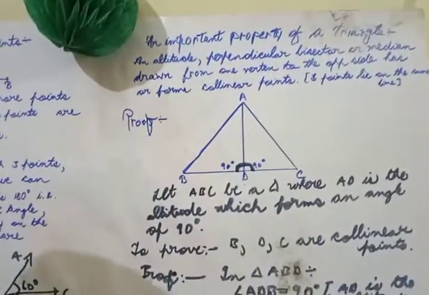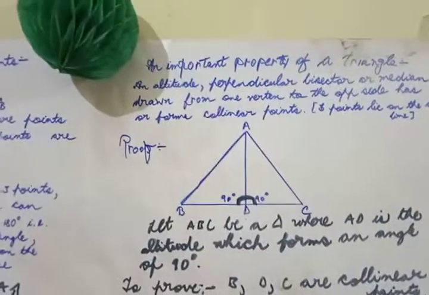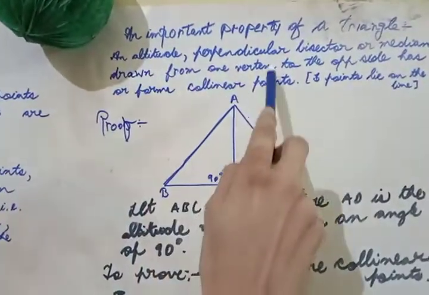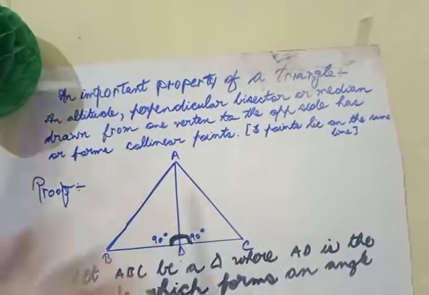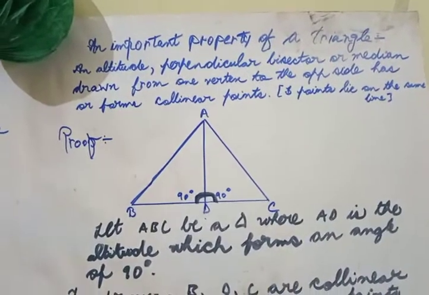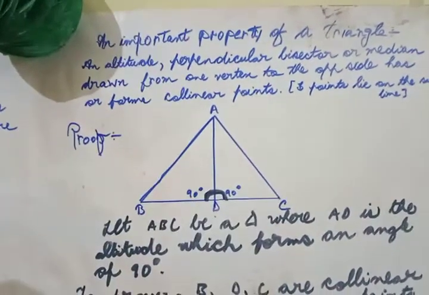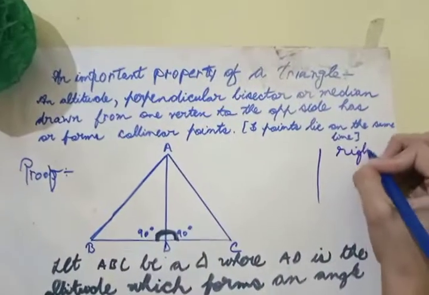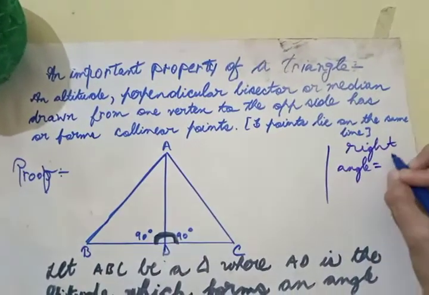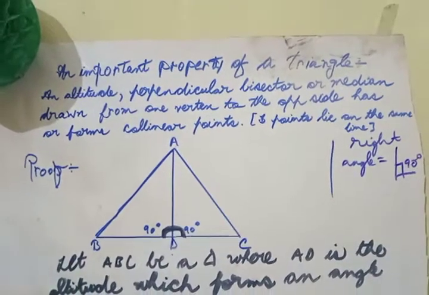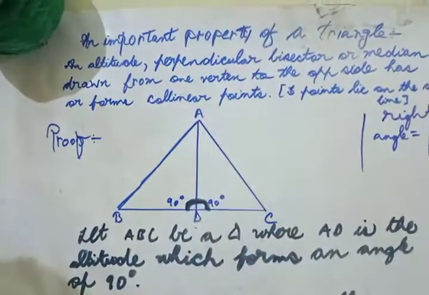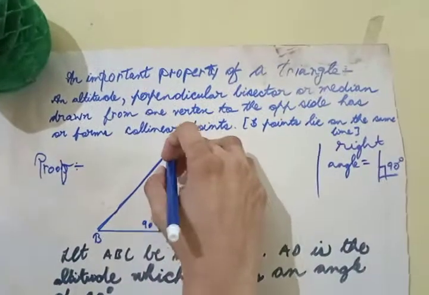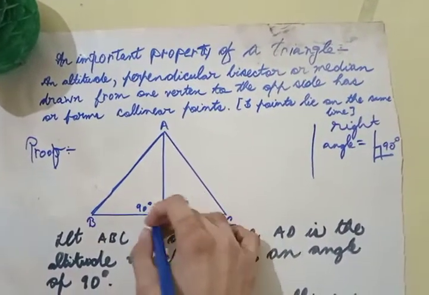Now I am introducing to you all one new property of a triangle that is based on this concept only. I am introducing a new property of a triangle, that is, an altitude, perpendicular bisector or median drawn from one vertex to the opposite side forms collinear points. Now you all know what an altitude is. Altitude, you have seen a right angle, it is this 90 degree. Altitude is also called height. Height always forms an angle of 90 degree. We can see in this figure AD is the altitude which is forming an angle of 90 degree.